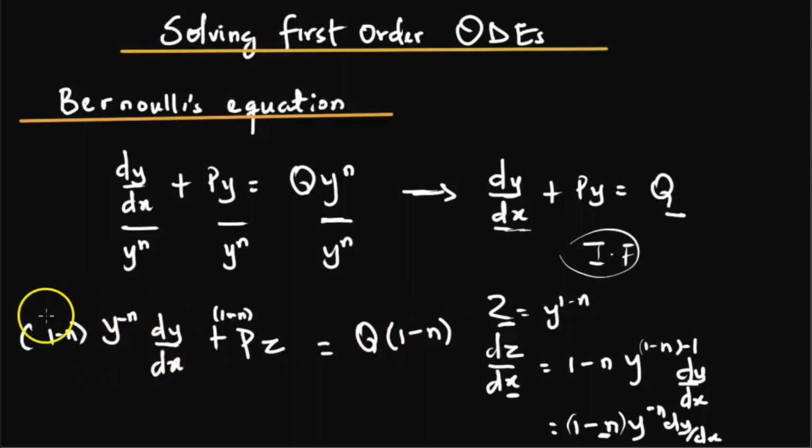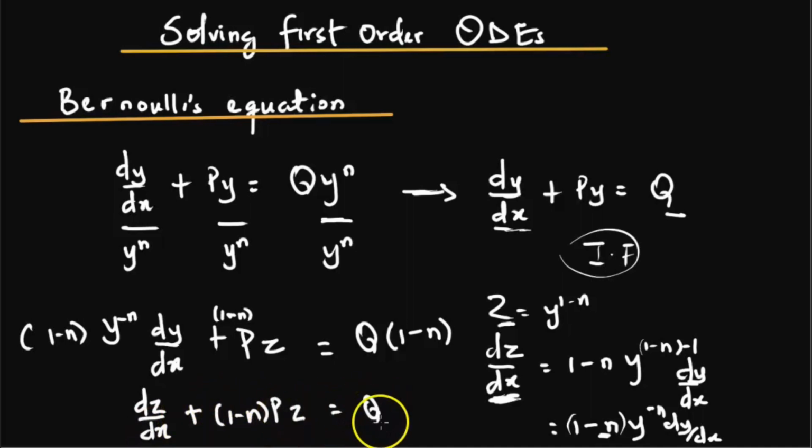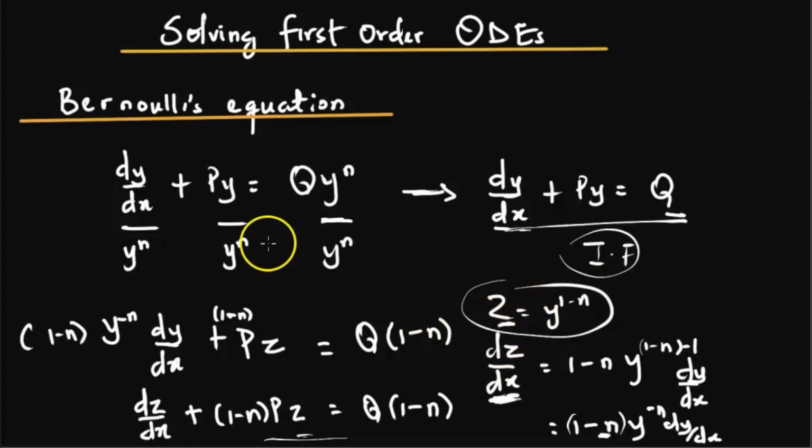So now I can replace this term with dz/dx. So what do I have? dz/dx + (1 - n) p z = q (1 - n). And I can conclude that we have successfully made it to be in this form, where z is y raised to the power 1 - n. So now let's solve an example to understand this concept better.